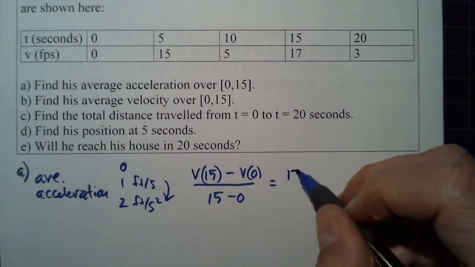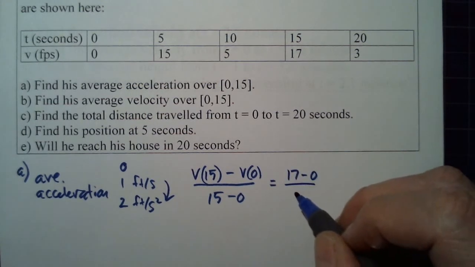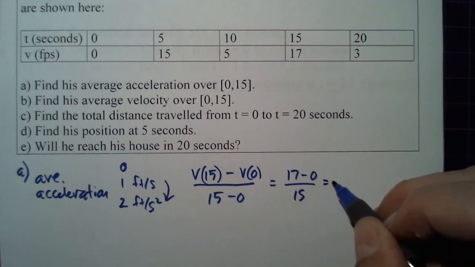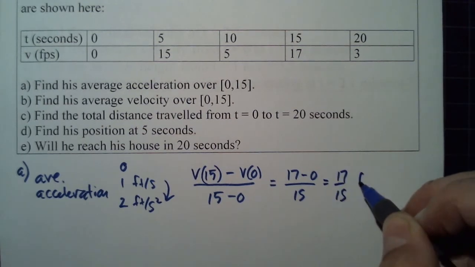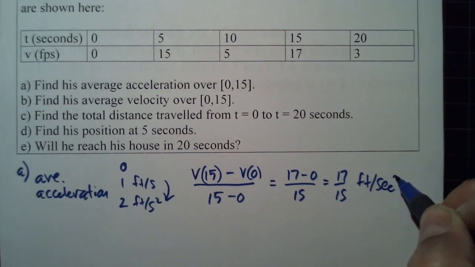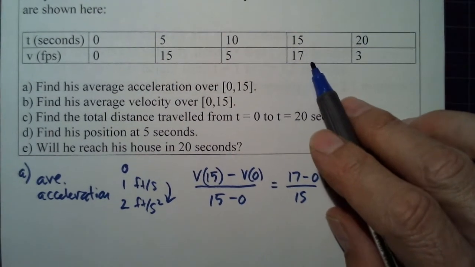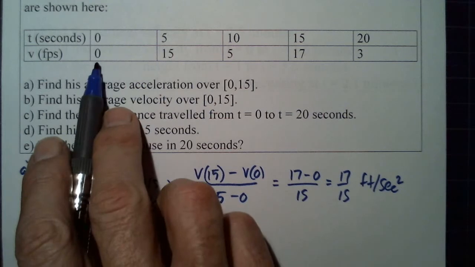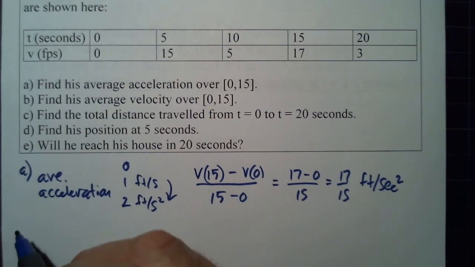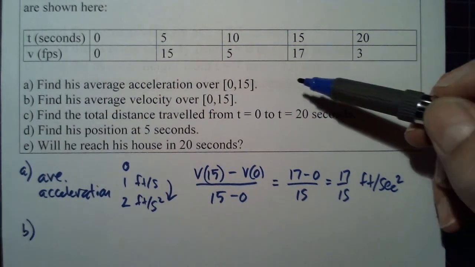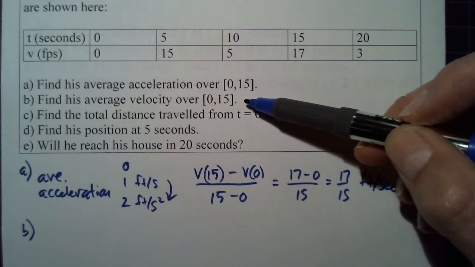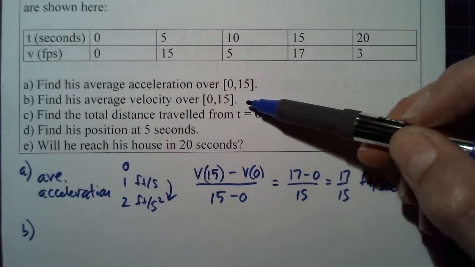Here we get 17 minus 0 over 15, so 17 over 15 feet per second squared. The velocity at 15 is 17, and the velocity at 0 is 0. All right. Part B, find his average velocity.